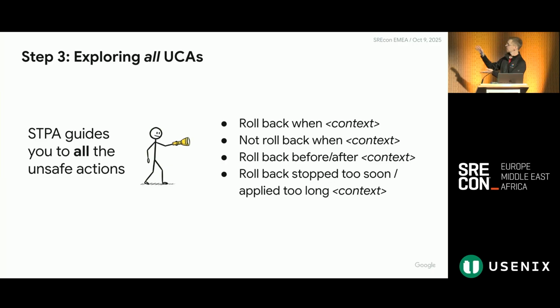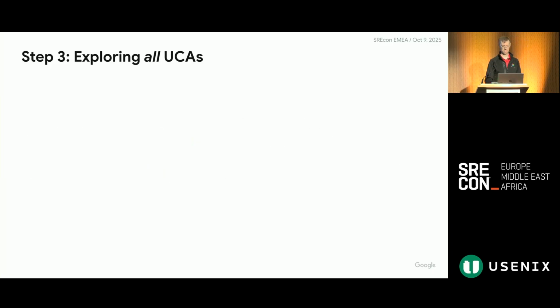So by brainstorming context for all 4 of those cases, we know we've shone our STPA flashlight on all the possible ways that this action or lack of action, or maybe even the timing of the action, can be unsafe. If we only think of ways for that first case where performing the rollback is unsafe, then we've left 3/4 of the cases in the dark, essentially. So now that we've illuminated the 4 different kinds of UCAs, let's see some examples of each.